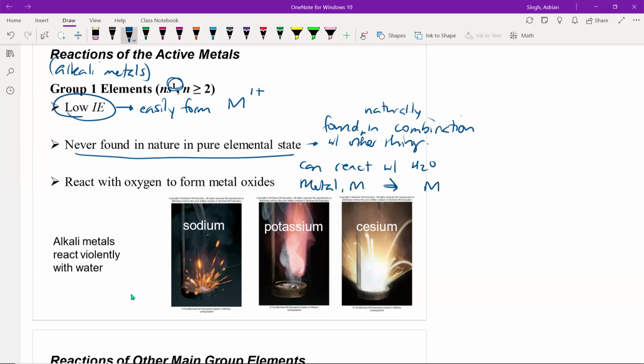I can write an equation. Our metal M here, the group 1 metal, can react with H2O. We end up forming the hydroxide, so the metal hydroxide, and then we also get hydrogen gas as one of the other products. This obviously is unbalanced. You need to balance that equation. But that's a general way in which those actually react, the alkali metals with water to form the hydroxide and hydrogen gas.